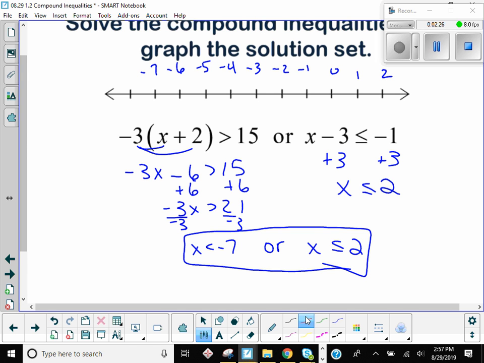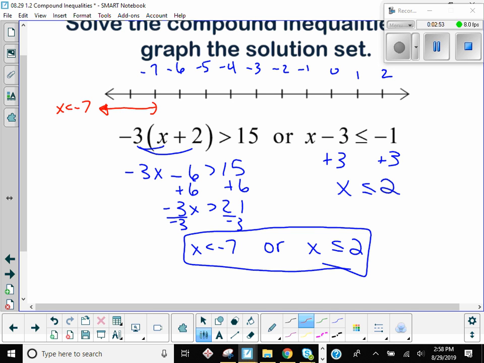For x less than -7, is that a parenthesis or a bracket? Parenthesis, right? Because it's not included. It's an open circle, and we're replacing open circles with the parentheses. And it's everything to the left of -7. So that's going to be, and I'm putting this underneath because I'm going to compare it with the other one, x less than -7 right there.